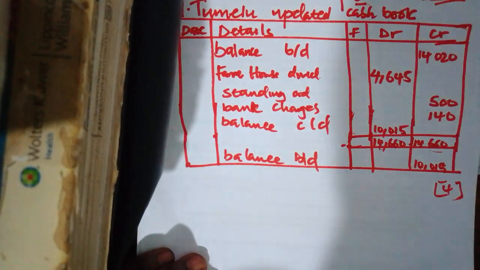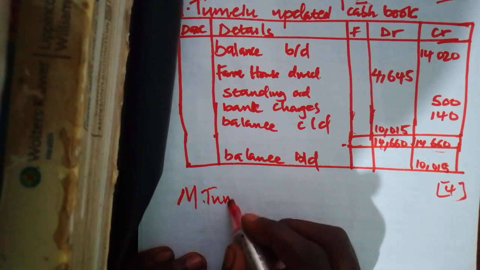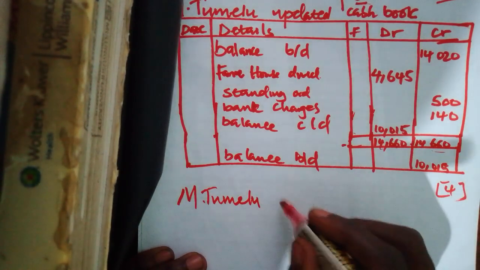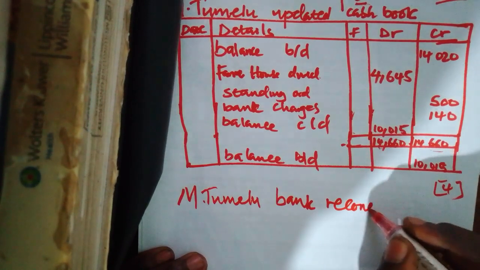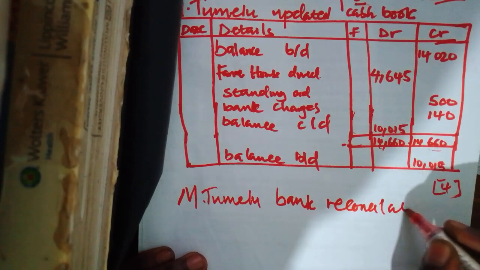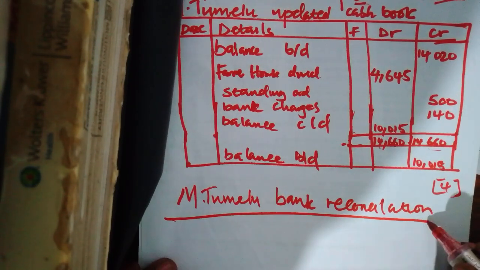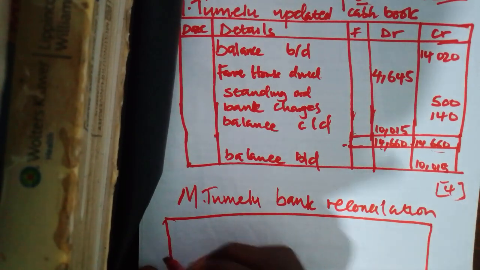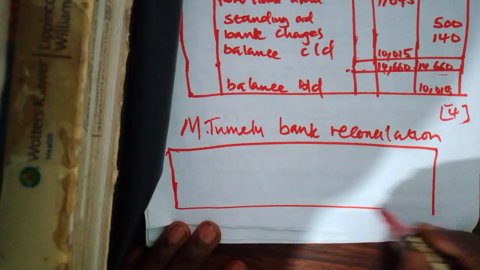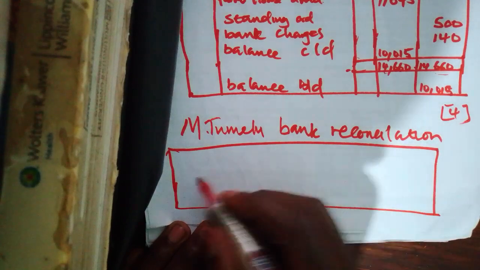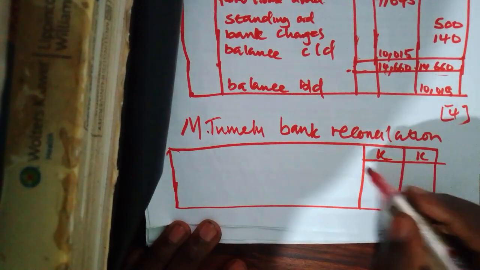So next you are going to see how we prepare the bank reconciliation. So again you say M to Melu, bank reconciliation. So we have 2 boxes just like that. Then you have K.